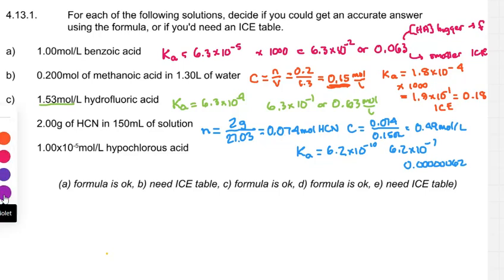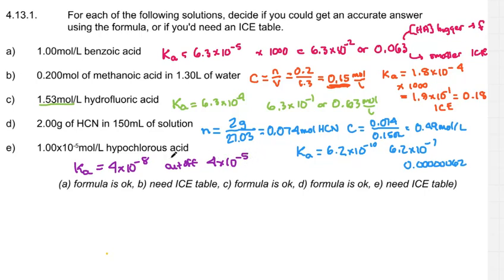And finally, hypochlorous acid, they gave us the concentration, awesome. And hypochlorous acid is 4.0 times 10 to the minus 8 for acid constant. Multiply that by 1,000 and we get that the cutoff is 4 times 10 to the minus 5. This concentration is only 1 times 10 to the minus 5. It's too low. This is not enough for us to use the approximation. We'd have to go ice table for this one.